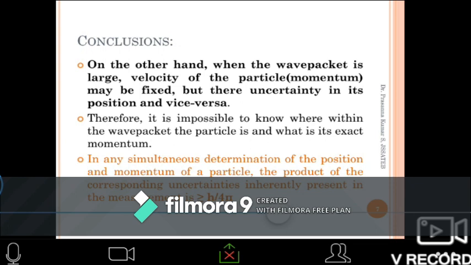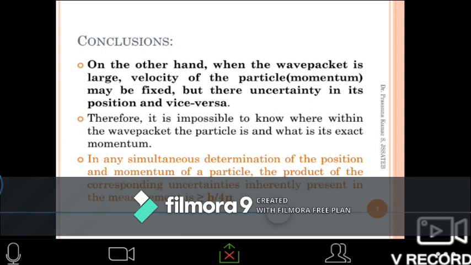The conclusion now. What you did observe here: when the wave packet is large, the velocity or momentum of the particle may be fixed because of the larger width delta x. It is easy to measure the momentum and the velocity. But since delta x is increased, there is more uncertainty in finding the position of the particle because it is scattered anywhere within this larger value of delta x. There is more uncertainty in finding the position, but more clarity in the wavelength and hence the momentum. That's because of its inverse nature.